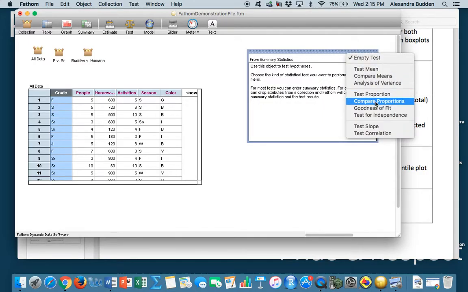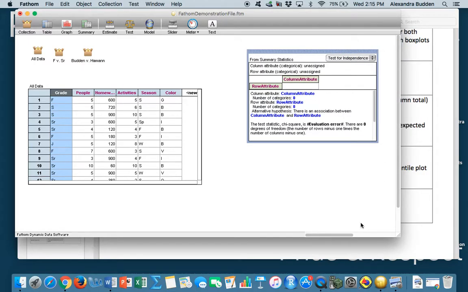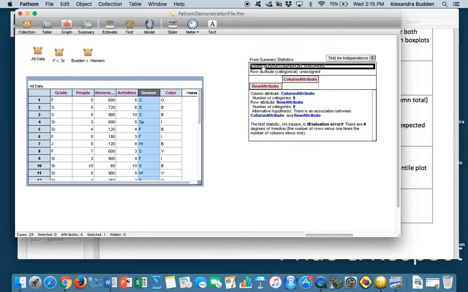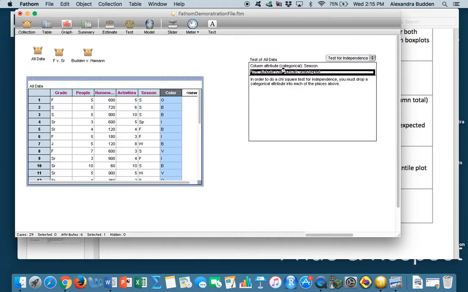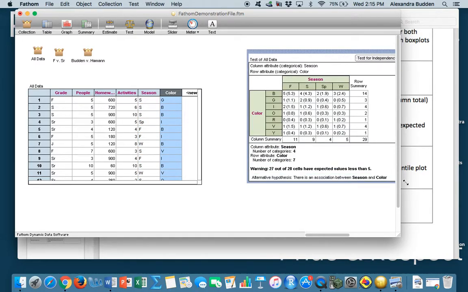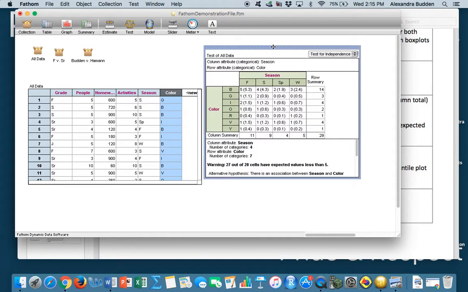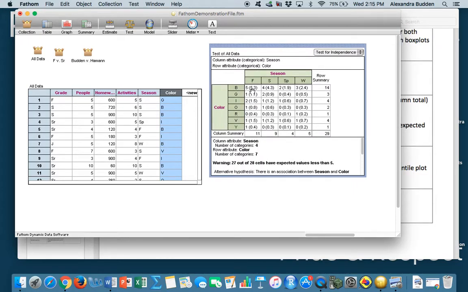It's going to be a test for independence. We need to look at our two variables, in this case, favorite season and also favorite color. So the first thing that you're given at the top is this summary table. The numbers in parentheses are all of the expected values. The numbers outside are all of the real values. So there are 5 freshmen that have blue as their favorite color, for example.